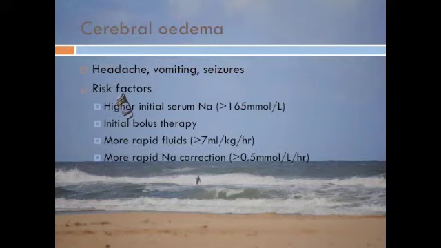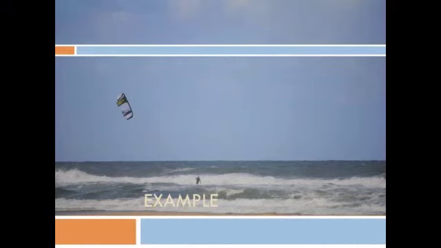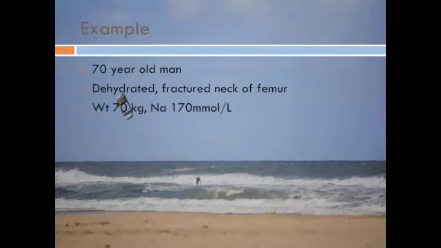Risk factors for the development of cerebral oedema include more severe hypernatremia, an initial bolus of normal saline, more rapid fluid administration, and more rapid correction of serum sodium. Overly rapid correction may be managed by cessation of hypotonic fluids and administration of osmotic agents such as mannitol or hypertonic saline, and expert guidance should be sought. The use of hypertonic saline is covered in more detail in the hypernatremia video. An example is given here.